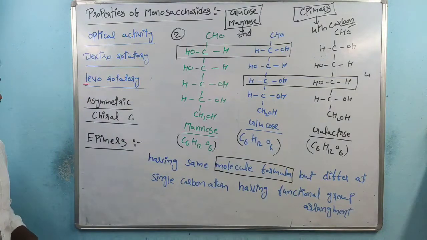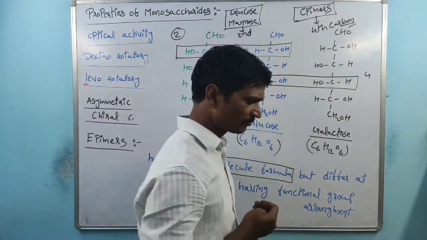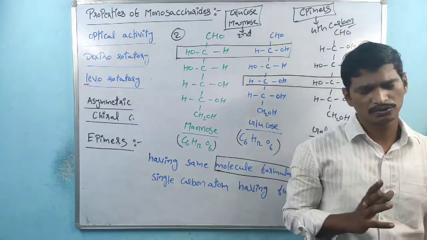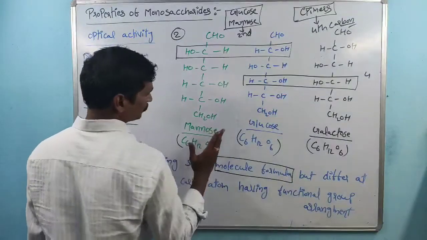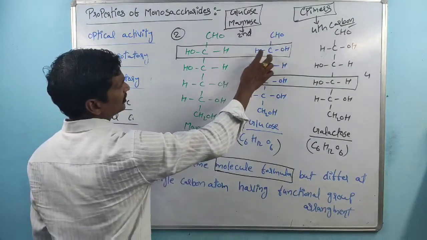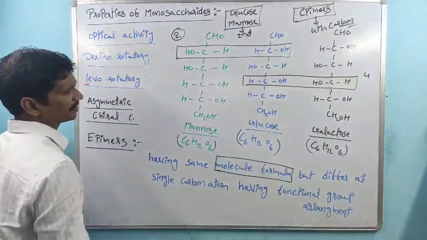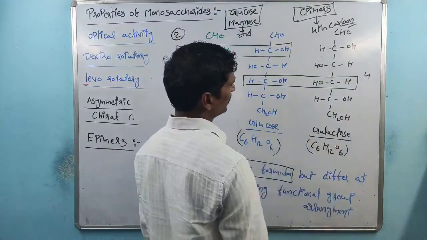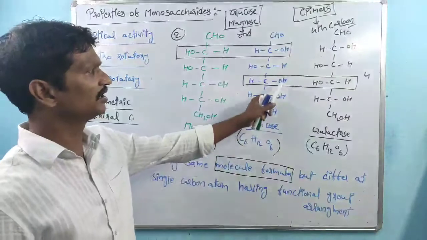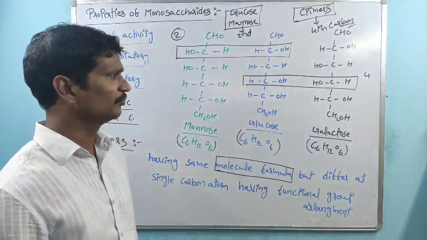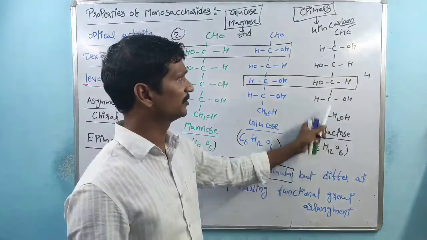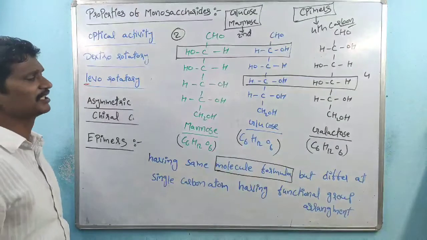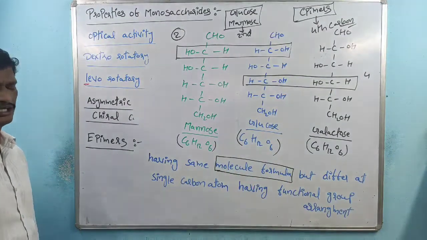So what I am telling here is that epimers have the same molecular formula, but they differ at a single carbon atom containing a functional group. If we discuss mannose and glucose, in this case they differ at only the second carbon atom. The remaining structure is the same. If we discuss glucose and galactose, they differ at only the 4th carbon atom. So glucose and galactose are epimers at the 4th carbon atom. Glucose and mannose are epimers at the second carbon atom. So these structures are called epimers.